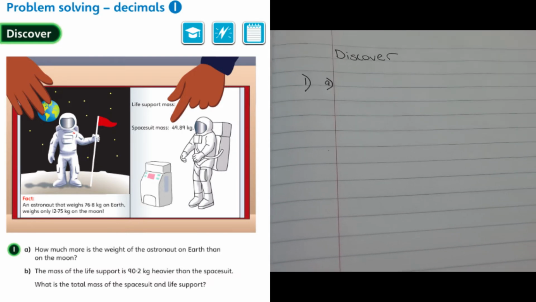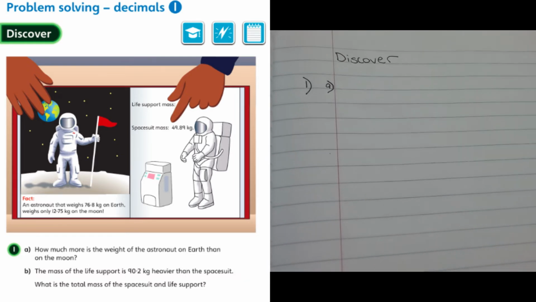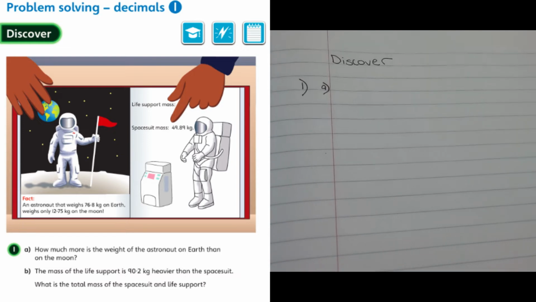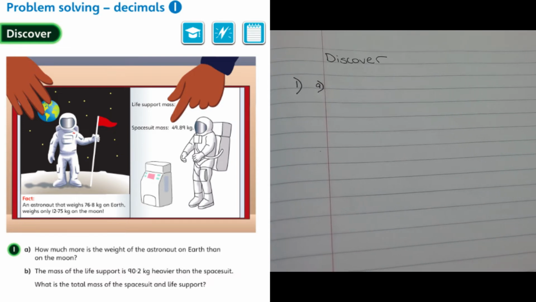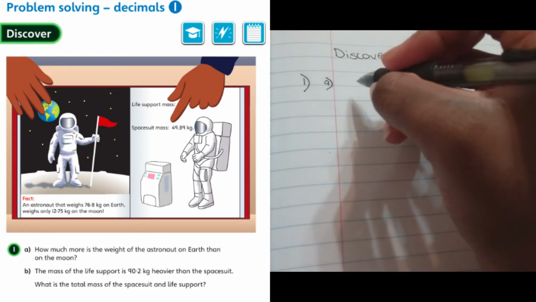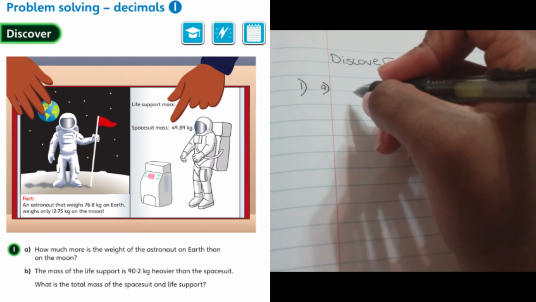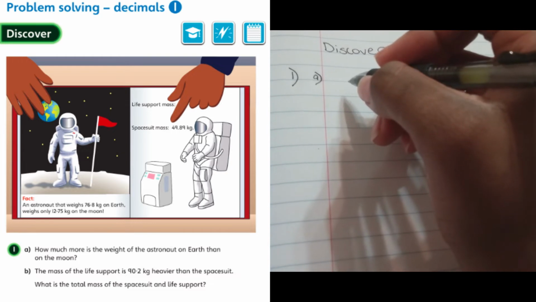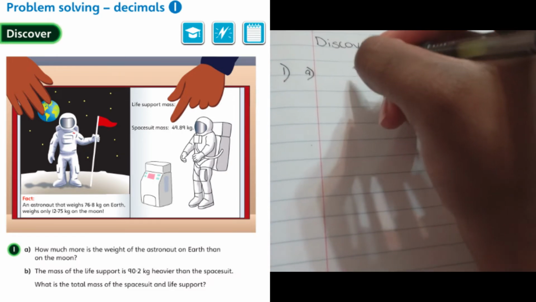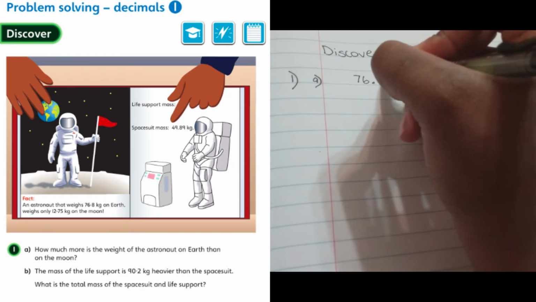All right, let's start with 1A. How much more is the weight of the astronaut on Earth than on the moon? All right, well, that's a simple finding the difference question. We're going to need to subtract. And here's why. Let me show you with a bar model. It says that the astronaut weighs 76.8 kilograms on Earth, but he weighs only 12.75 kilograms on the moon. So we can imagine his weight on Earth as the big mama number.